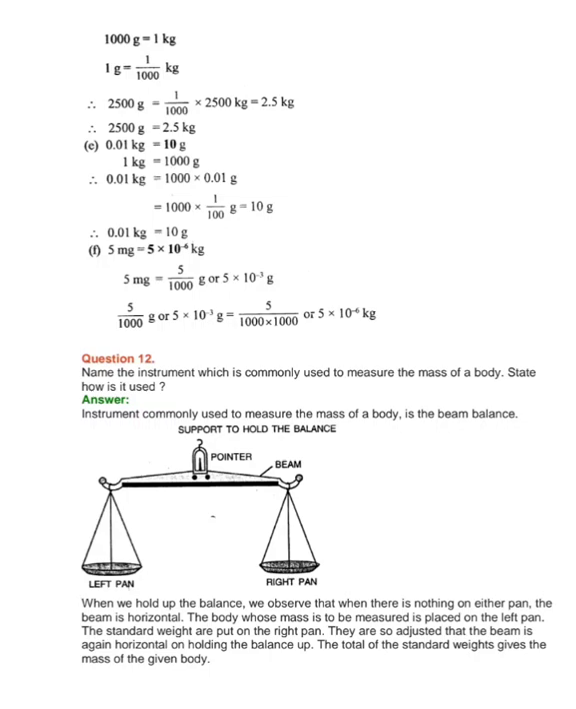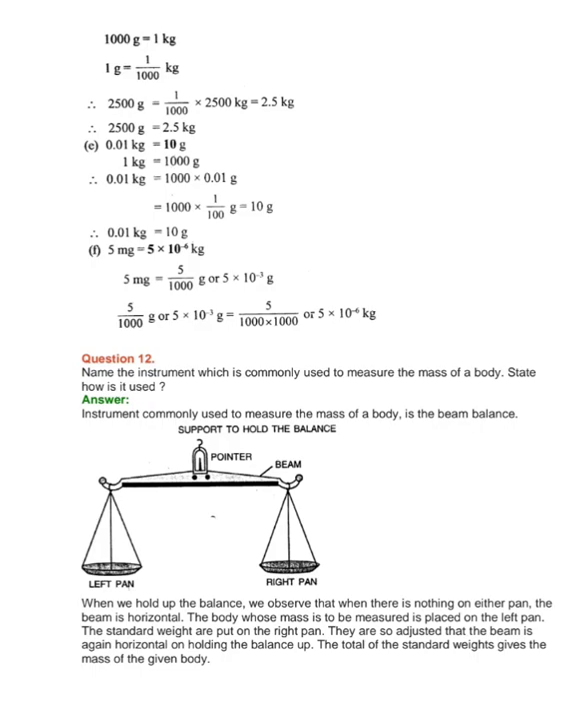Answer. The instrument commonly used to measure the mass of a body is the beam balance. You can make this diagram which shows a support to hold the balance at the top, then a pointer, then the beam and left pan and right pan. When we hold up the balance, you observe that when there is nothing on either pan, the beam is horizontal.